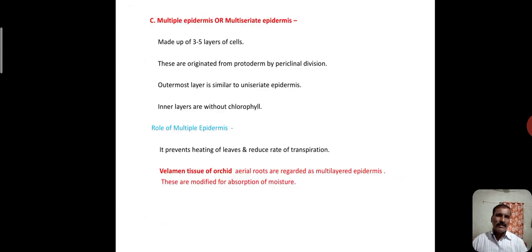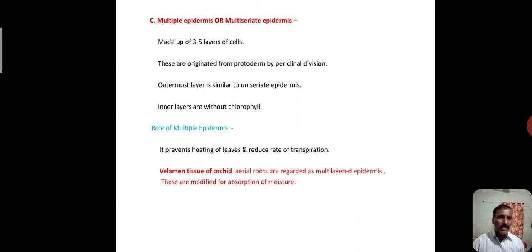Now, next, that is the multiple epidermis or the multiseriate epidermis. First, we have seen the epidermis. Second, the motor cells or the bulliform cells. And third, the multiple epidermis or multiseriate epidermis. What is meant by multiple epidermis? That is the epidermis which is made up of 3 to 5 layers of cells. These originate from the protoderm by periclinal division.